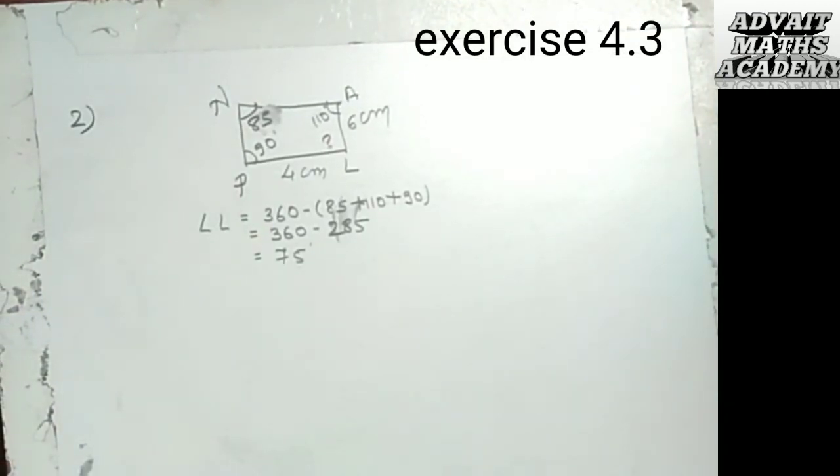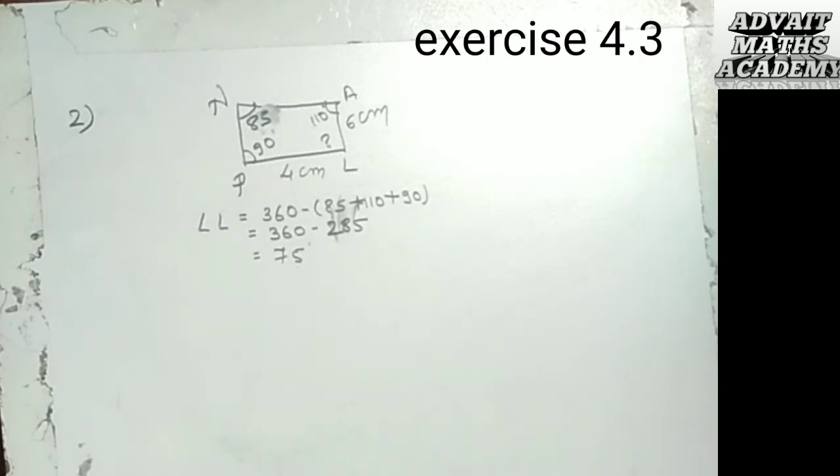See the second example. In that, PLAN is a quadrilateral. The angle L is not given. Then we have to use the angle addition property of a quadrilateral. Then angle L is equal to 360 minus (85 degrees plus 110 plus 90). Then 360 minus 285, and we get angle L is equal to 75 degrees.